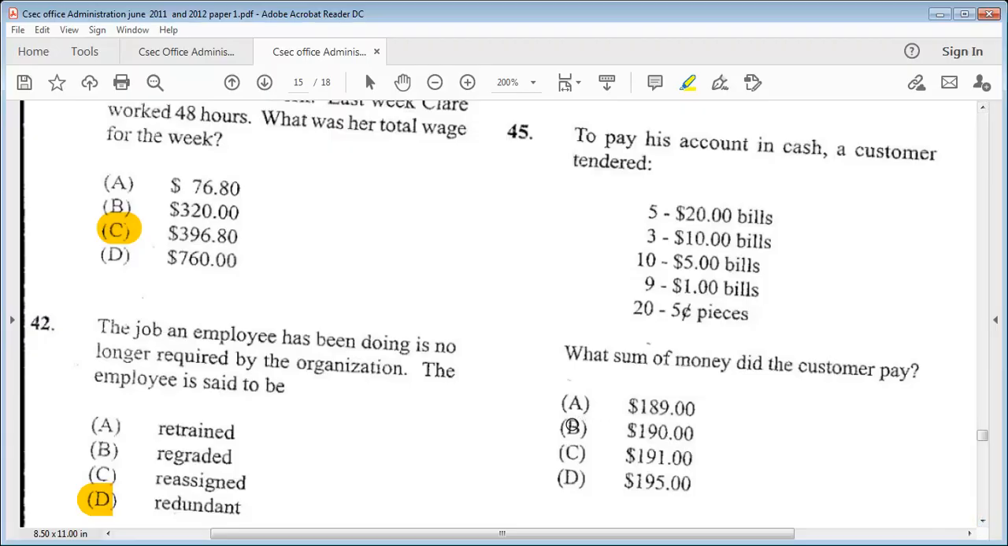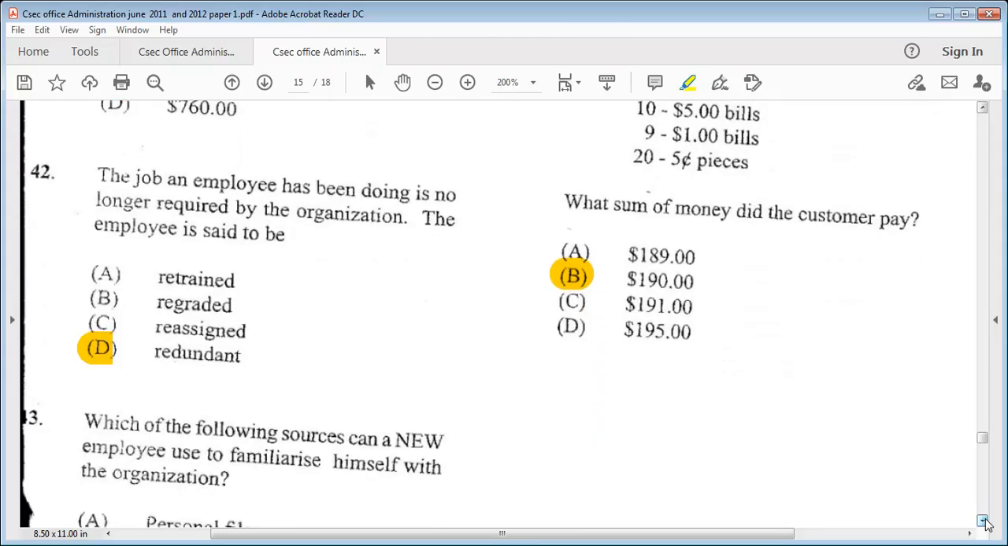Remember, we multiply 5 by 20, we get 100. 3 by 10, we get 30. 10 by 5, we get 50. 9 by 1, we get 9. 20 by 5, that's another dollar. And we add them all up and we get $190.